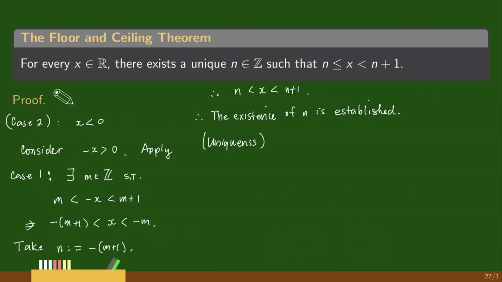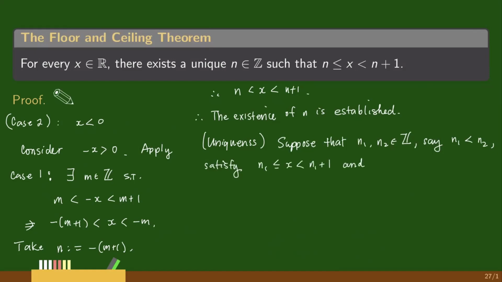Kunwari may dalawa. Suppose that n1 and n2 are integers. Say, sabihin na lang natin si n1 yung mas maliit sa n2. Kunwari nasa-satisfy nila yung property na gusto natin. Nasa-satisfy ni n1 at the same time nasa-satisfy ni n2 yung same inequality. Kunwari, yan ay totoo. Anong mangyayari? What will be the case really?